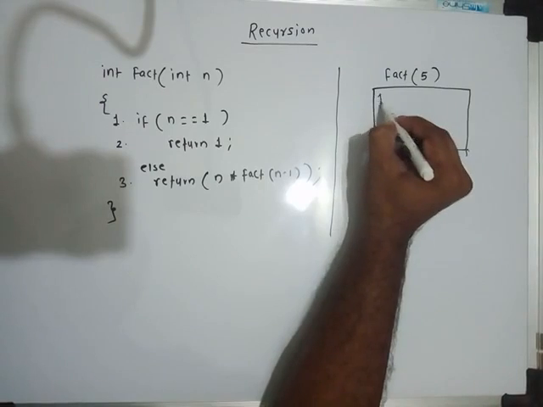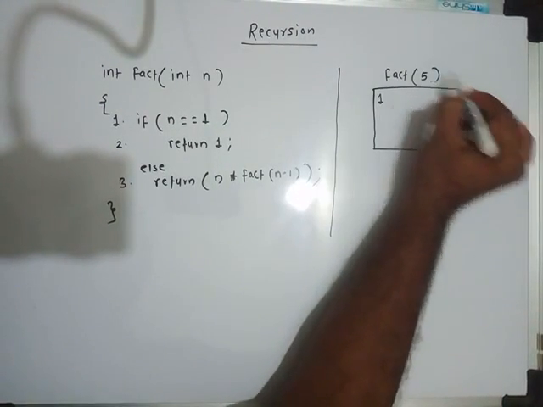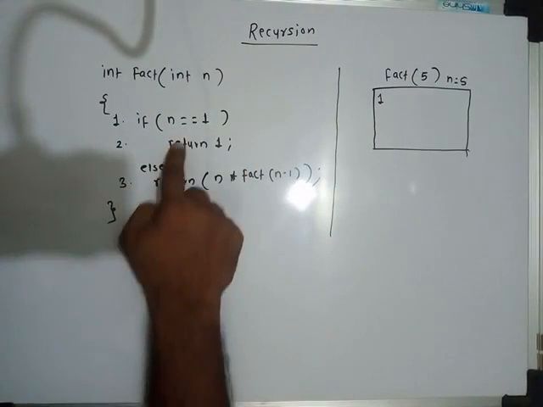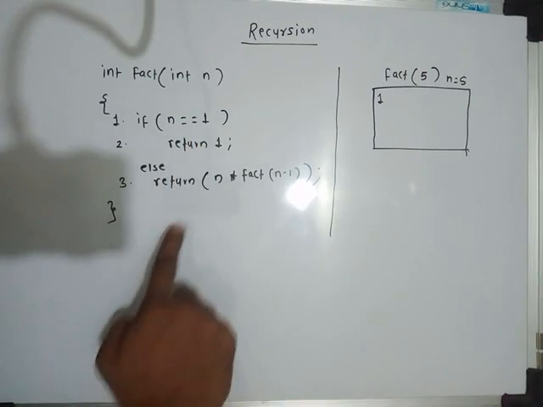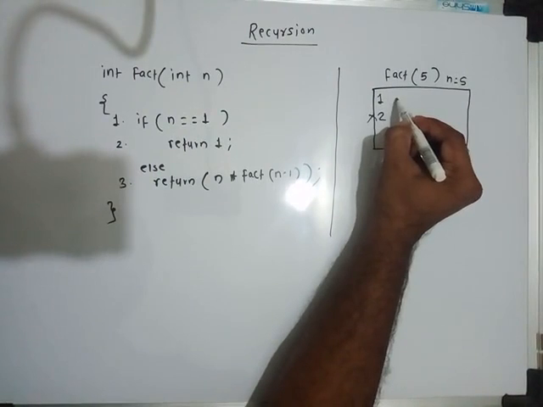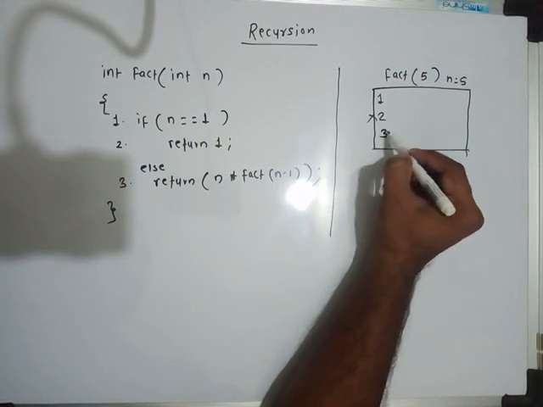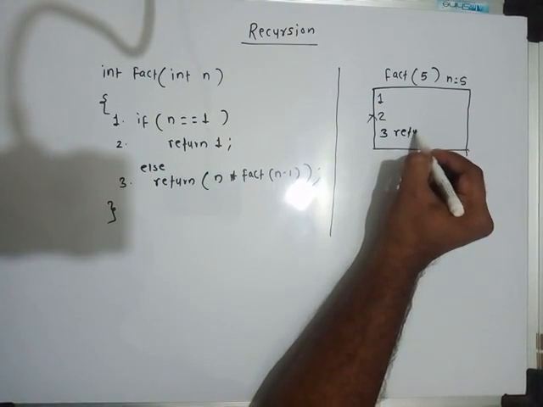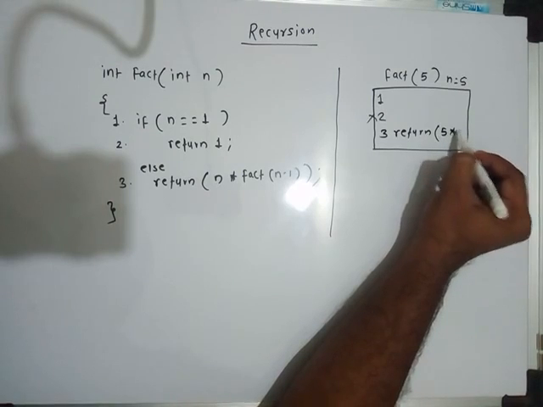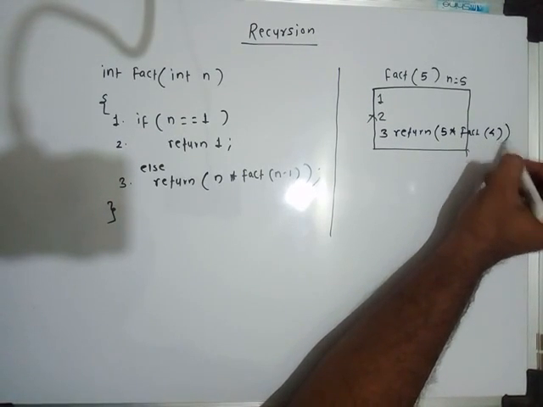So statement number 1 is checked. For this call n is equal to 5. In statement number 1, we check whether n is equal to 1. This is not equal to 1, so we don't execute statement number 2 because the condition in statement number 1 is false. So we go to statement number 3 and execute it and say return n, which is 5, into fact of 5 minus 1, which is 4, right?